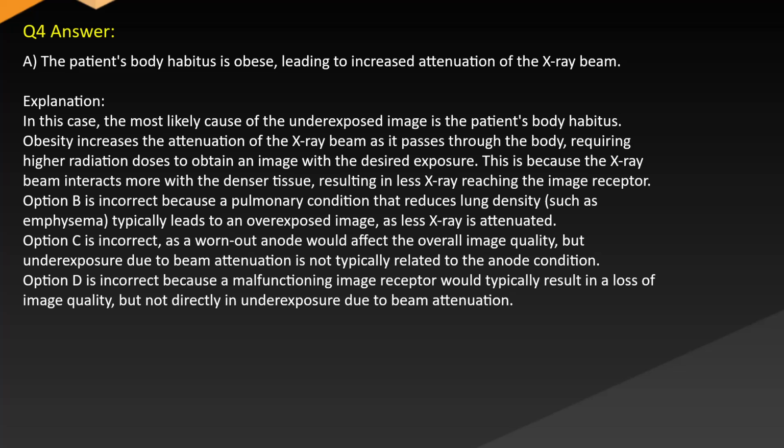Option B is incorrect because a pulmonary condition that reduces lung density, such as emphysema, typically leads to an overexposed image as less X-ray is attenuated. Option C is incorrect as a worn-out anode would affect the overall image quality, but underexposure due to beam attenuation is not typically related to the anode condition. Option D is incorrect because a malfunctioning image receptor would typically result in a loss of image quality, but not directly in underexposure due to beam attenuation.